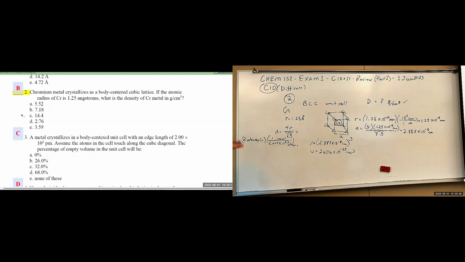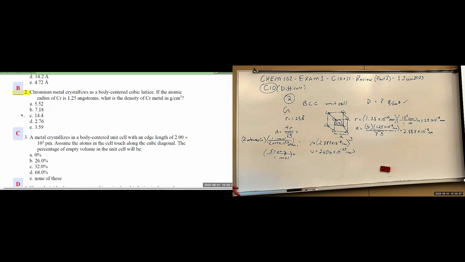Okay, so now that we have moles, I have to come down here. We want to get rid of moles and leave us with grams. So it's 52 grams per mole. Now we just say, that's the thinking part. 2 times 52 divided by Avogadro's number. And that should be the mass in that unit cell.